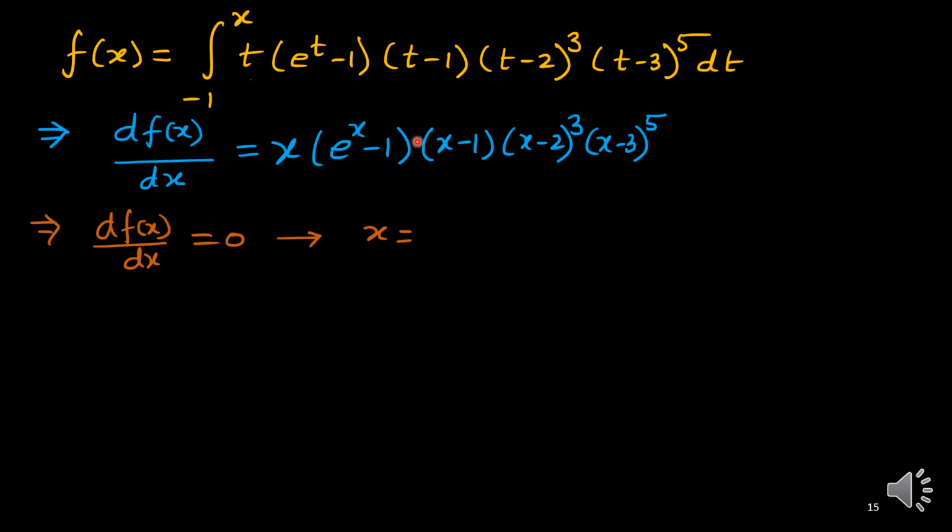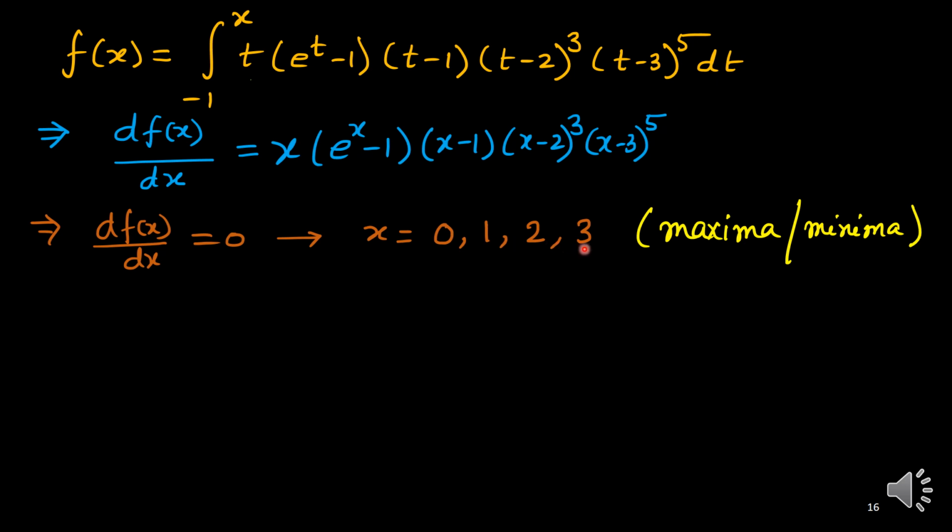This is 0, which means e to the power 0 equals 1. It means again x equal to 0 will be the solution for this one. So x equal to 0 is a solution for both. Then x equal to 1 for these factors, x equal to 2 for this factor, x equal to 3 for this factor. So I can have 0, 1, 2, 3. These are 4 solutions for this equation df/dx equal to 0.